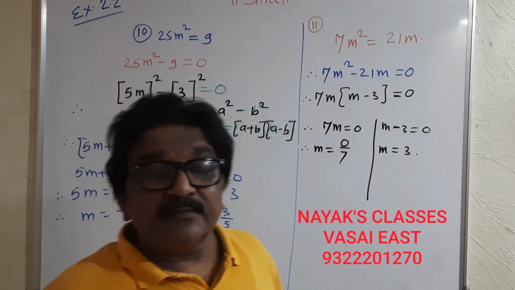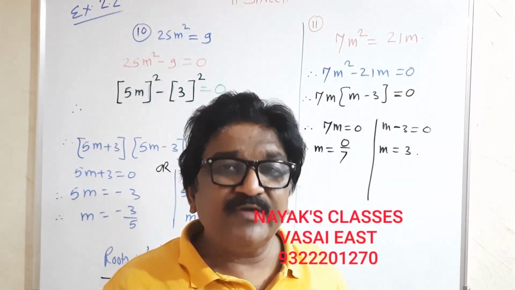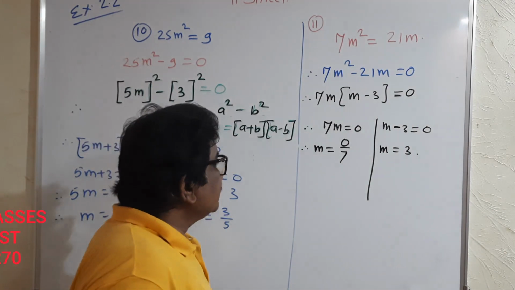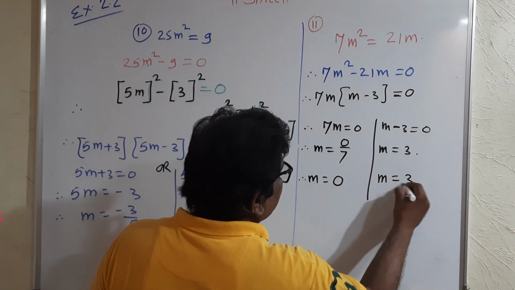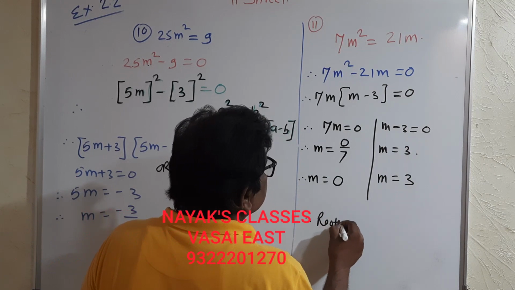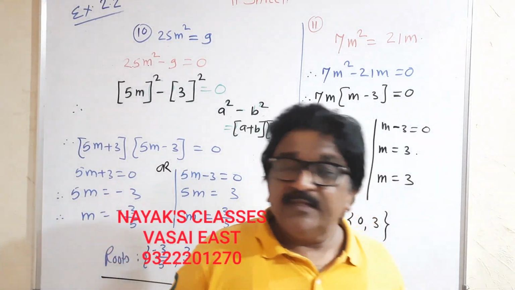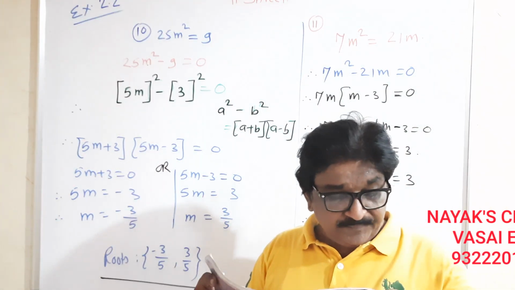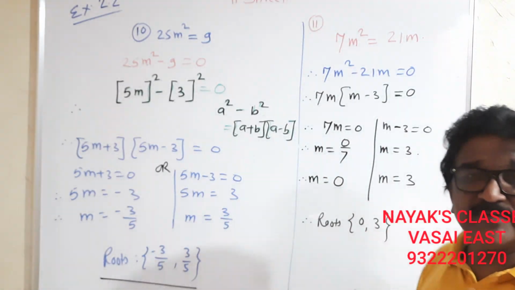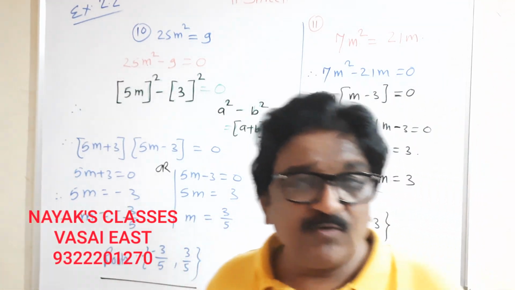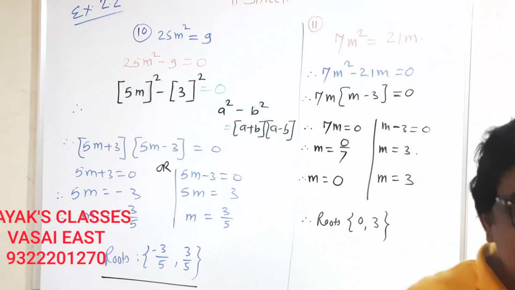That 7 multiplied with 0 gives 0, which means 0 upon 7 is nothing but 0, and m is equal to 3. Therefore, roots are 0, 3. This depends on the 8th standard identity and this depends on taking out the common. Both are surprising examples. No splitting, no first term into last term, nothing. They are just taking out the common and the 8th standard identity. Very nice things.